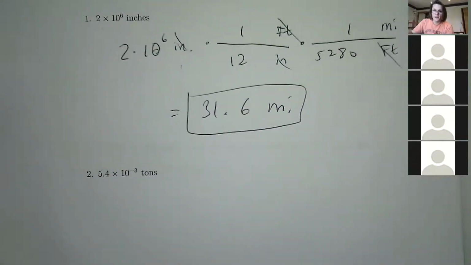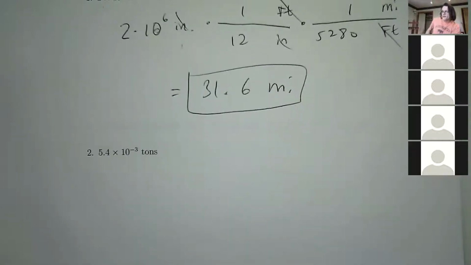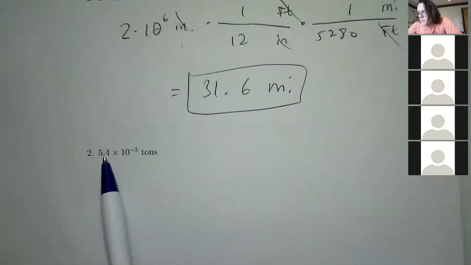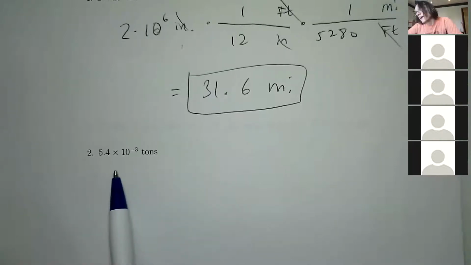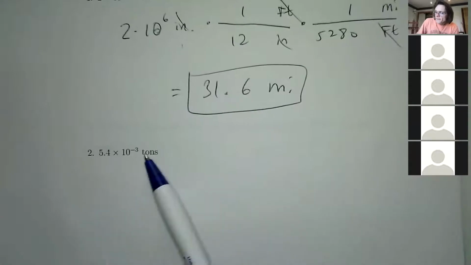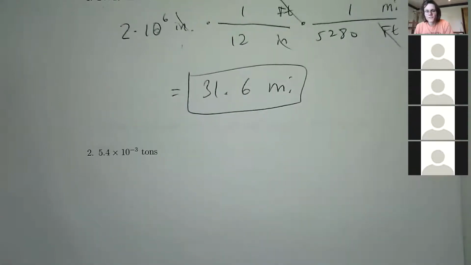Let's try this one though. This is kind of the opposite direction. Here we have 5.4 times 10 to the negative 3 tons. Whenever tons are used, people always think it's huge, like an elephant or something, like 2 tons, it's huge. But here, it's 10 to the negative 3. And kind of like the first one, it's hard to get an understanding of what that is, right?